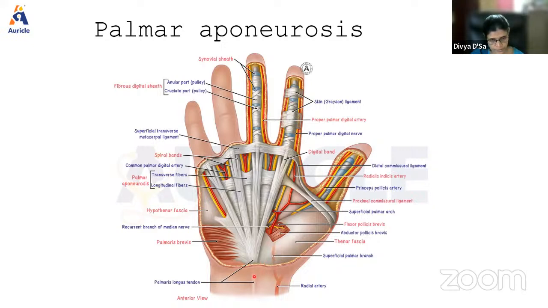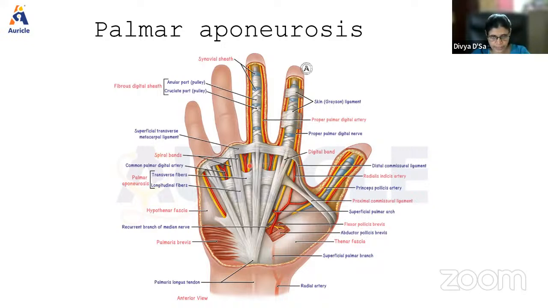Its fibers are continuous with the palmaris longus tendon. That is why it is considered as the degenerated part of it. The base here is broad, and just proximal to the heads of the metacarpals, the base is divided into 4 longitudinal slips, one for each of the medial 4 digits. For each digit, there is one slip.